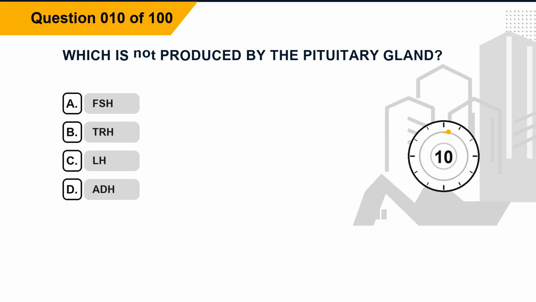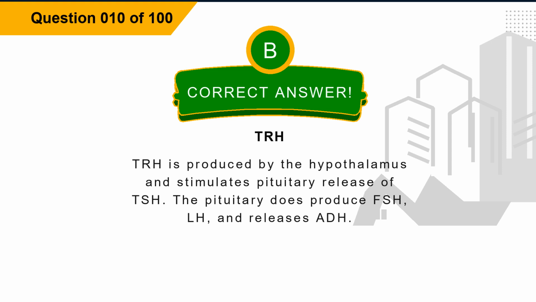Question 10. Which is not produced by the pituitary gland? Option A. FSH. Option B. TRH. Option C. LH. Option D. ADH. The correct answer is option B. TRH. Explanation. TRH is produced by the hypothalamus and stimulates pituitary release of TSH. The pituitary does produce FSH, LH, and releases ADH.